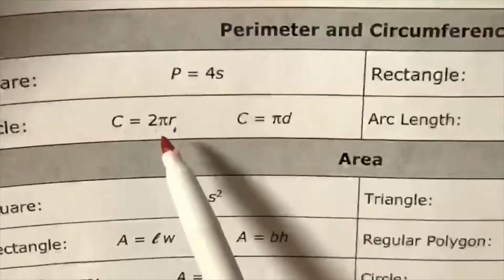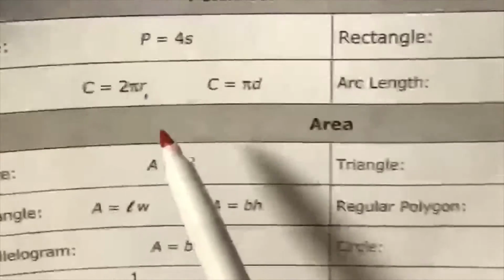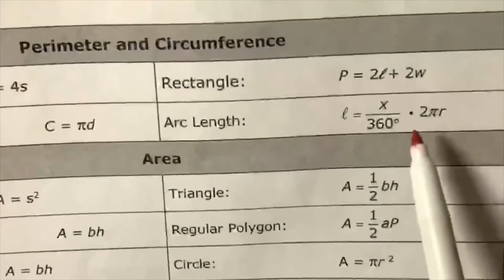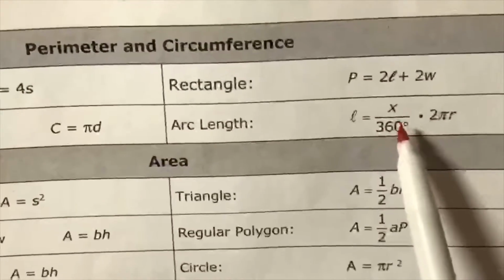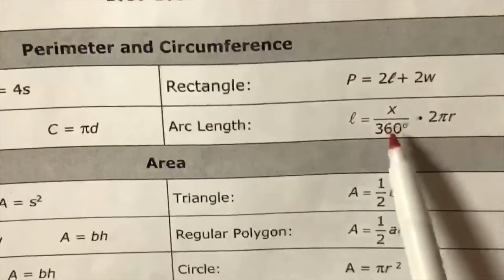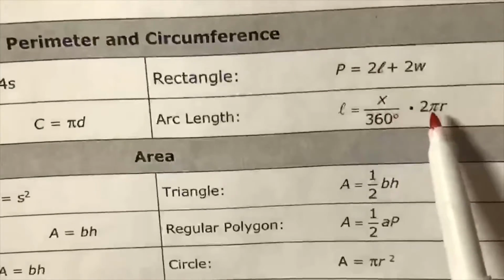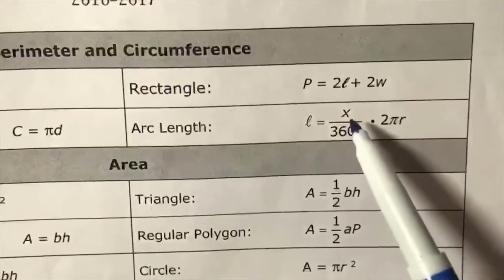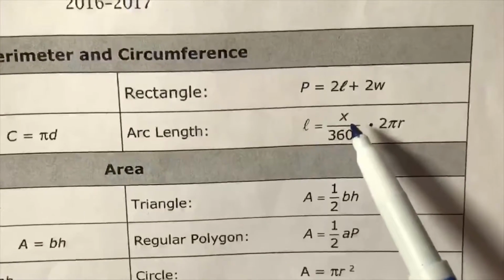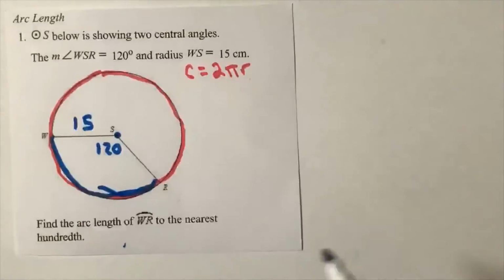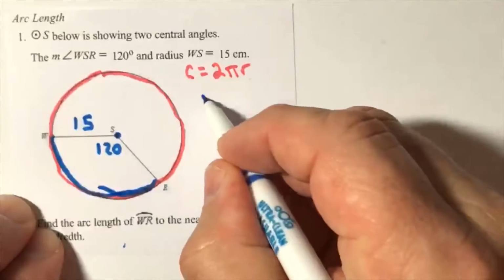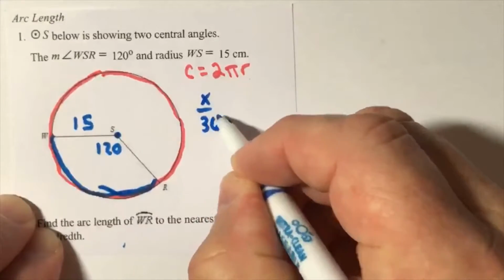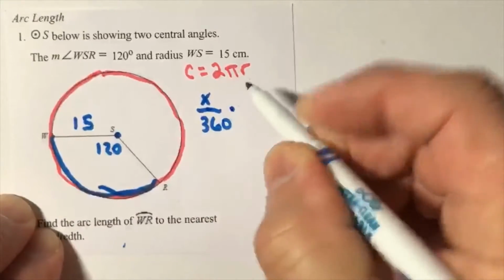We're finding arc length. The fractional part of the circle is going to take in the 2 pi r, as you notice right here, that we're finding the fractional part of the circumference. So we take that fractional part times the circumference. And this fraction times 2 pi r. Now this x represents the central angle. I'm going to write this down. X over 360. Okay. And then times 2 pi r.